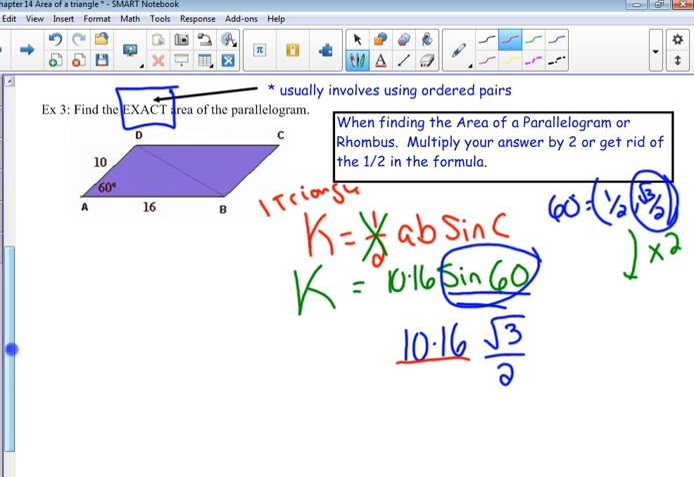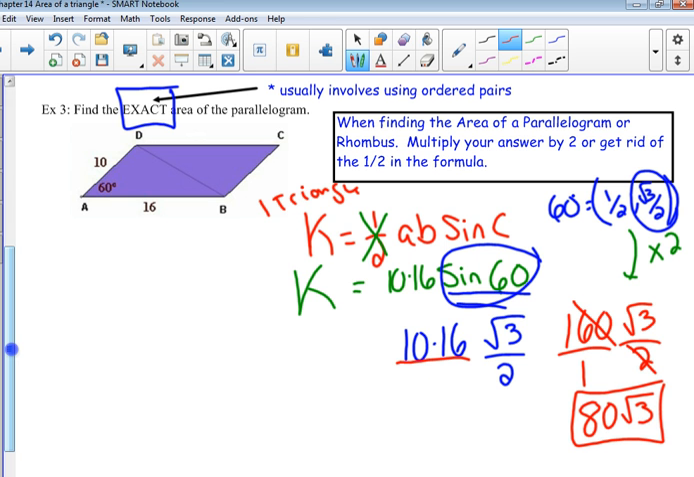But can we do something with 10 times 16? What is that? 160. Good. And then radical 3 over 2. Can we cancel anything here? Doing 160, good. Nice job. So if we do 160 and 2, we're going to get 80. So the exact value would be 80 radical 3.